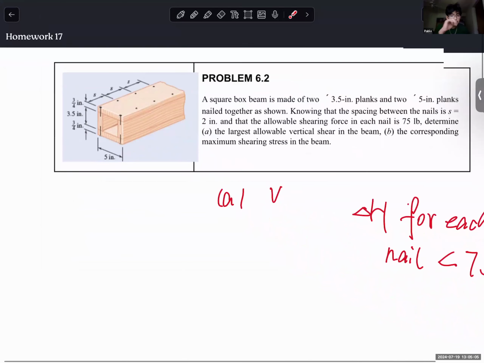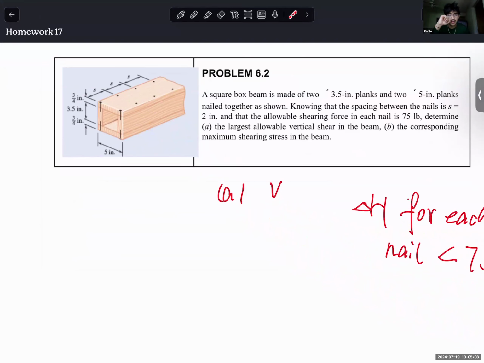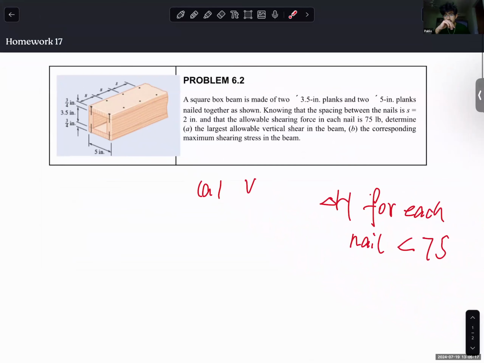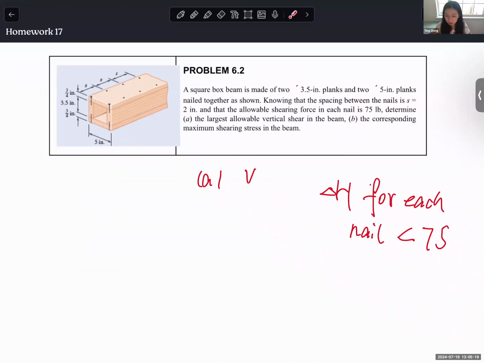Okay, great. So just to clarify, the Q we use to calculate the largest allowable vertical shear is different from the Q that we use to calculate the shearing stress. Correct, you are correct, because the shearing plane is different. The first one is purely considering this one. I want to make sure that the nail can only carry 75 pounds, and what is the largest V that can be applied, right?